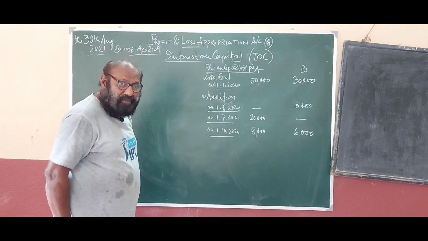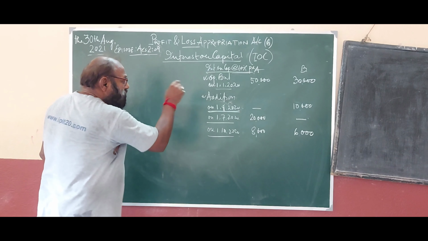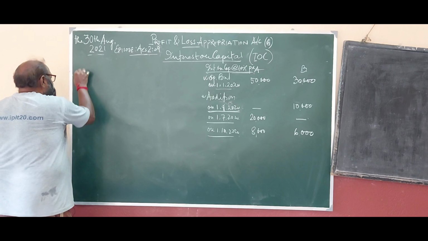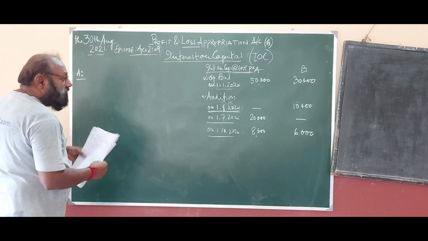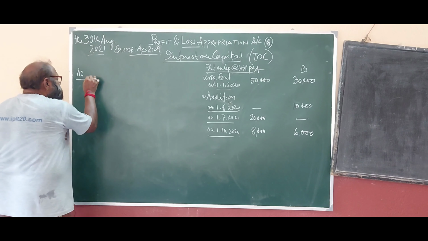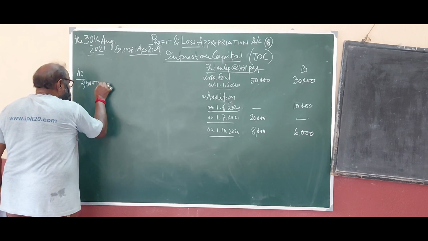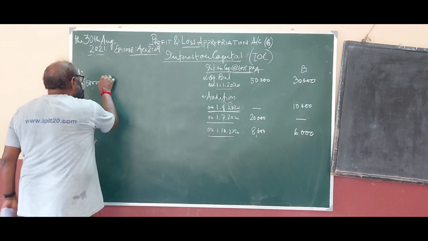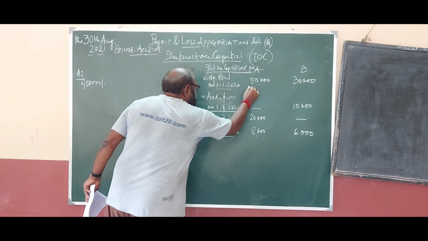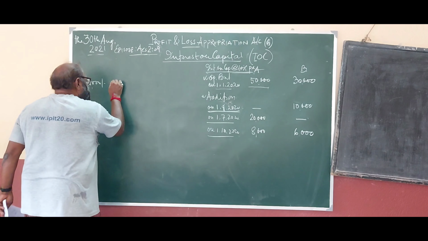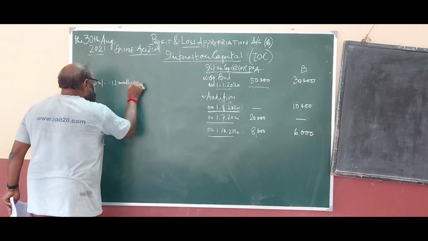But since 10% per annum is given, we should take into account the time factor. So what will be the interest of Mr. A? I am calculating. Now, A's first part, 50,000. For how many months did 50,000 work? This is the opening capital, so it works for 12 months.